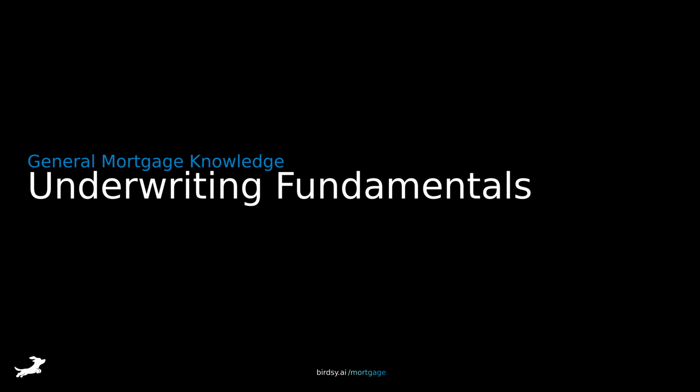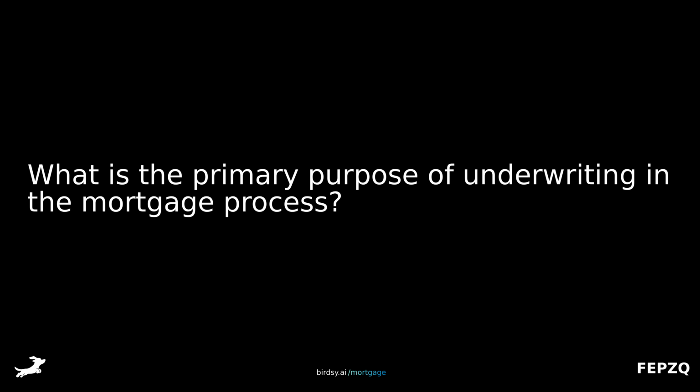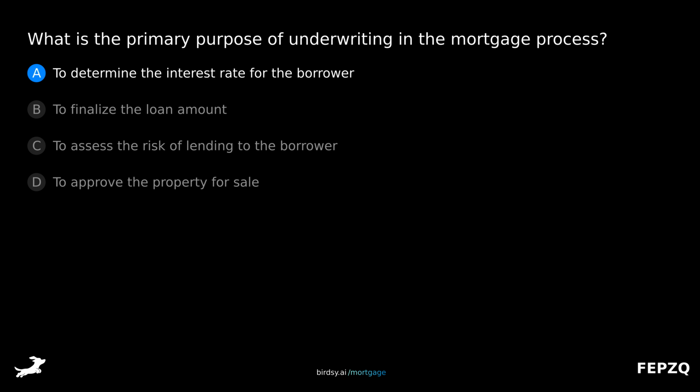Underwriting Fundamentals. What is the primary purpose of underwriting in the mortgage process? Is it A. To determine the interest rate for the borrower? B. To finalize the loan amount? C. To assess the risk of lending to the borrower? Or D. To approve the property for sale? The answer is C. To assess the risk of lending to the borrower.